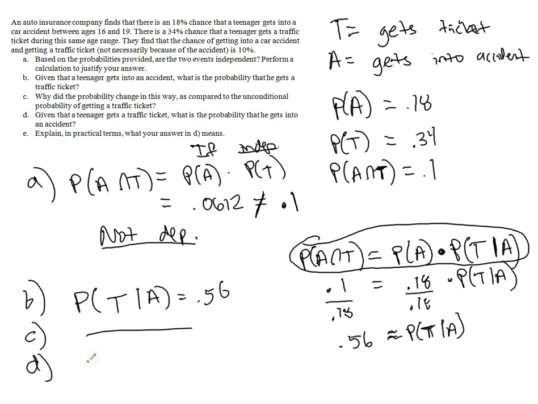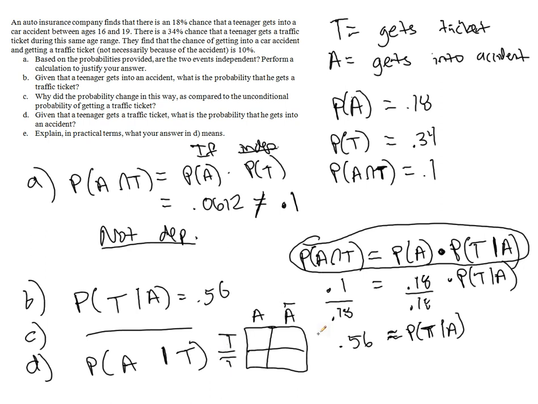Given that a teenager gets a traffic ticket, what is the probability that he gets into an accident? Wow, okay, we don't really have information on that entirely, but we can build ourselves a little table. Either the person gets into an accident or doesn't get into an accident, gets a ticket, doesn't get a ticket. Well, we know that this is equal to the probability of A and T divided by the probability of T.